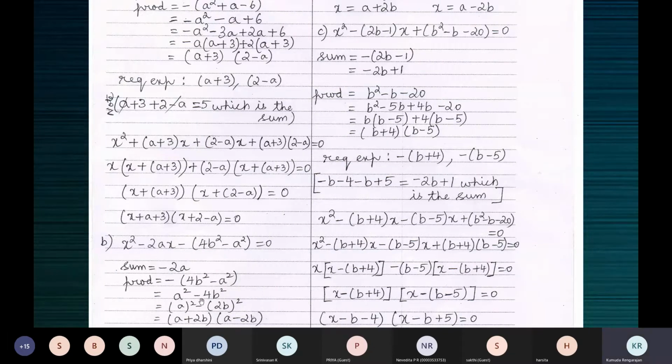See children, this is the sum, this is the product. We factorize the product. Here it's a difference of two squares, so we factorize like this. Now tell me, a plus 2b is one expression and a minus 2b is another expression. If you take them as they are, what is the sum? What will be the sum if you take these two expressions, a plus 2b and a minus 2b, as they are, to split the middle term? What is the sum here?